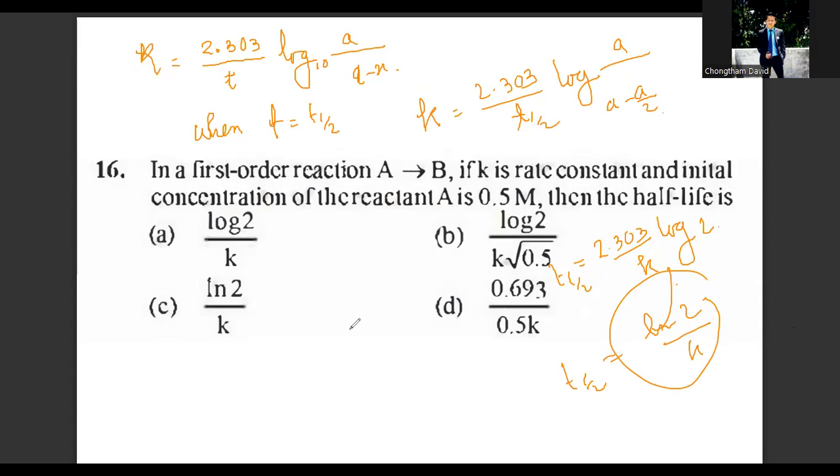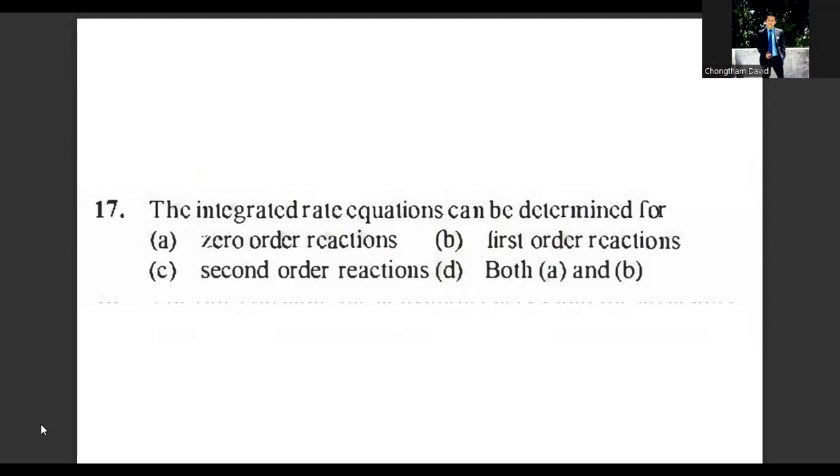Question number 16: option C would be the answer. I hope it is understood. Let's move on to question number 17. The integrated rate equation can be determined for both zero order and first order reactions. This is a simple question. Let's move on to question number 18.